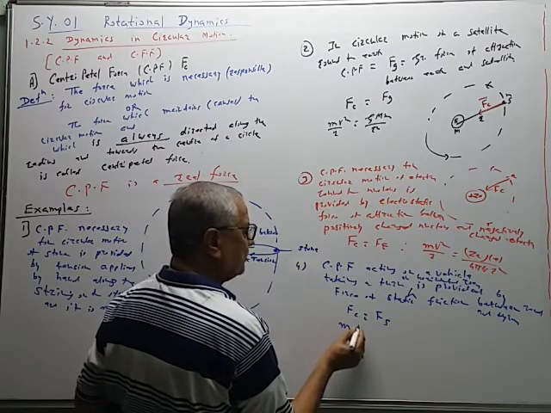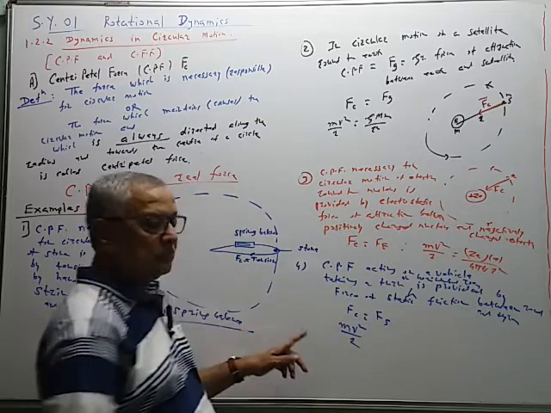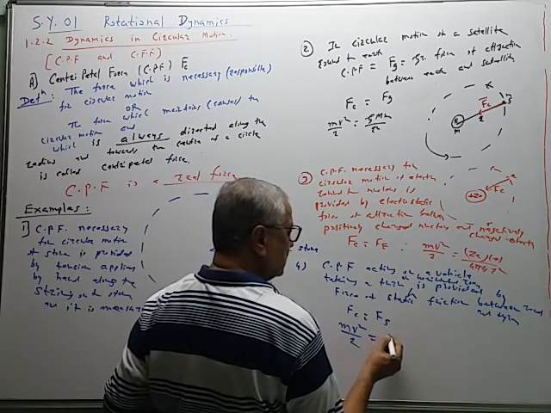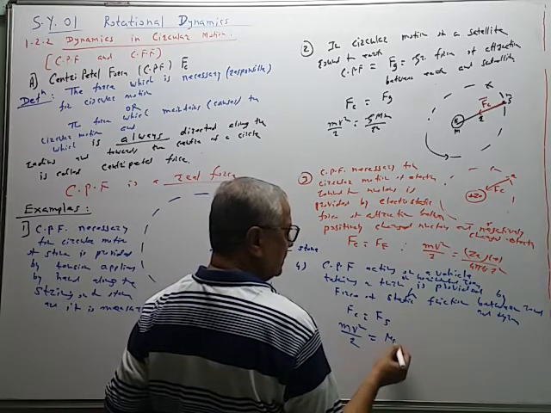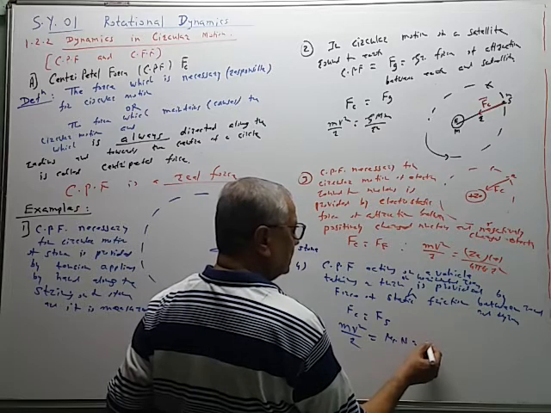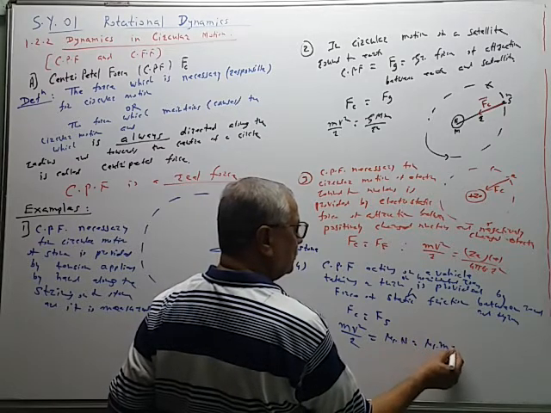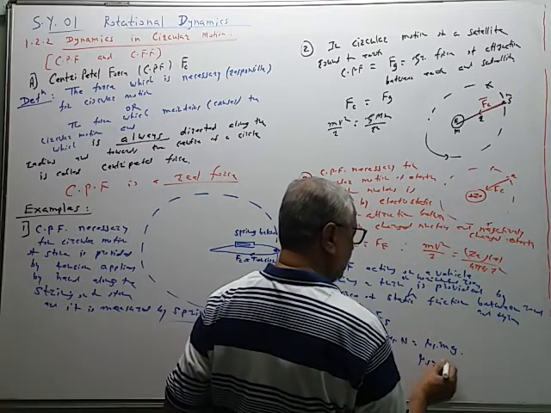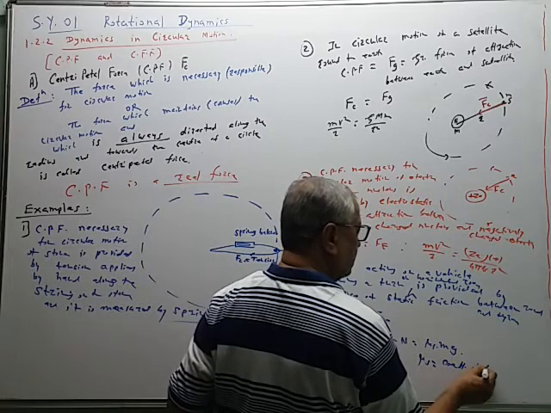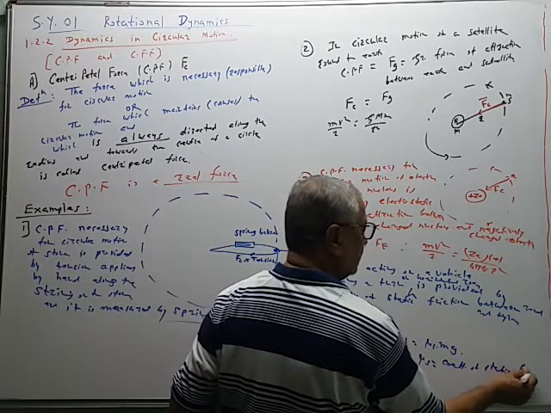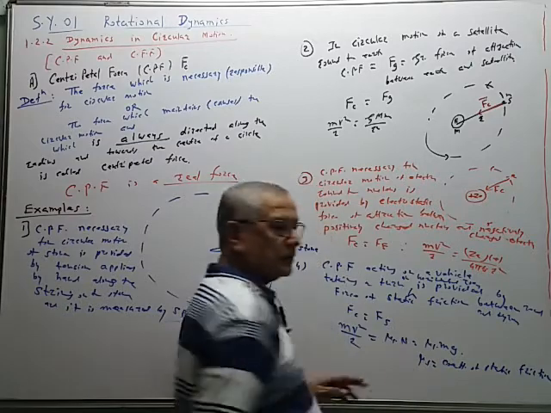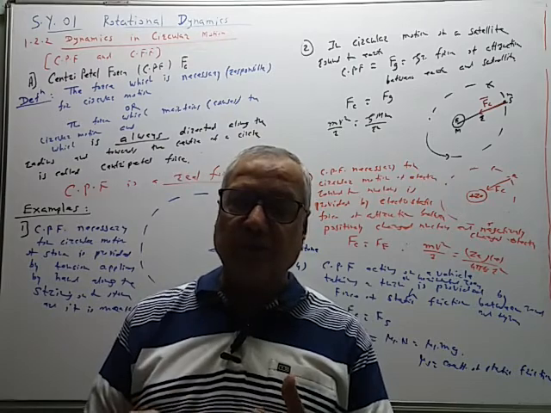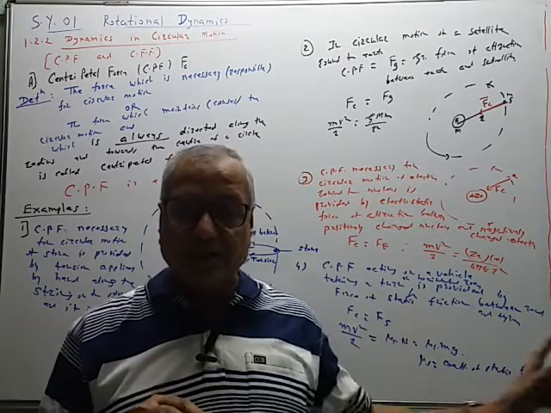So Fc is again given by mv square upon r. m is the mass of the vehicle, v is the tangential velocity, r is the radius of the curve, and Fs is given by mu s, the coefficient of static friction, into N. N is the normal reaction, so this is equal to mu s into m into g, where mu s is the coefficient of static friction. Actually, this part of friction was deleted in the syllabus of 11th standard, but we have considered it.